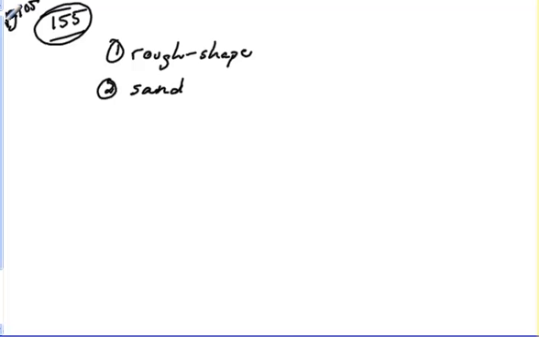The cost to rough shape a bat is 45 cents. So if we're talking about cost, this is going to be 45 cents per bat. Then it says, and the cost to sand the bat to final form is $1.05.